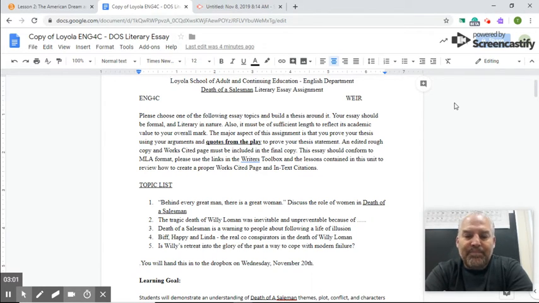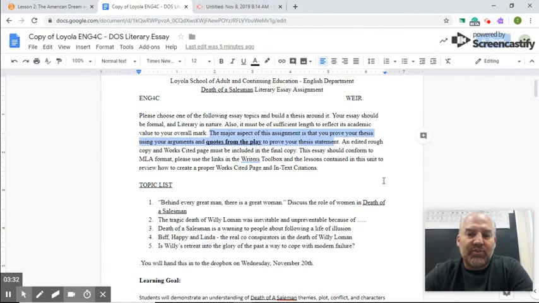So we're looking for basically 5 paragraphs at minimum: an introduction, 3 separate main points with at least 2 examples per main point, and then a conclusion. So in its barest bones, 5 paragraphs, but certainly it can be more than that. But at the minimum, it's a 5-paragraph essay. A major aspect of this assignment is that you prove your thesis using quotes from the play. And you need an edited rough copy. You will need a works cited page, and you have to obviously have in-text citations.